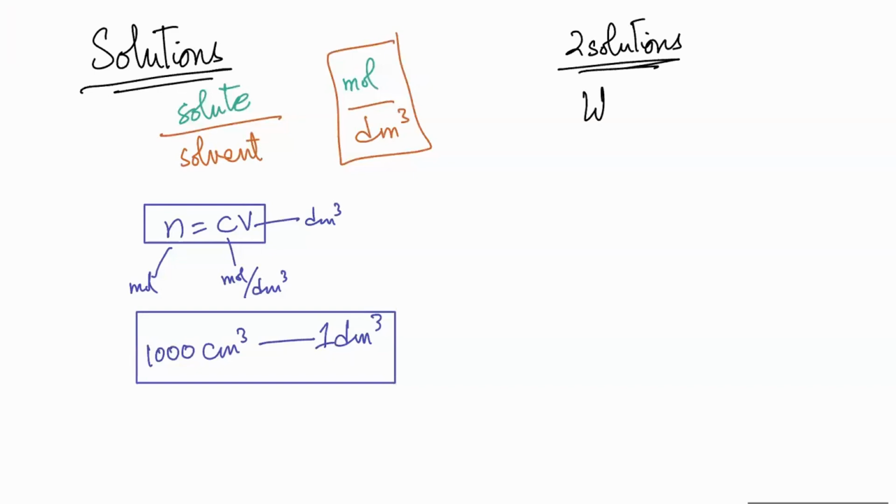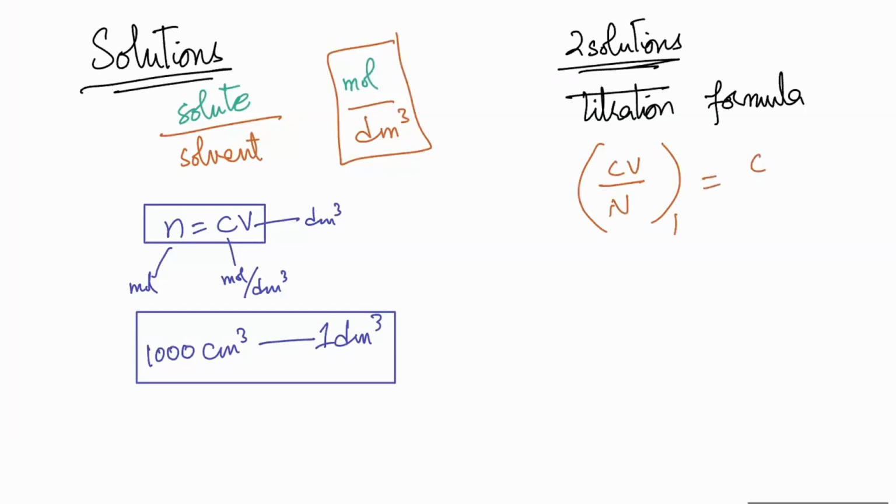Then we can use the titration formula. Titration formula ये कहता है कि आपके पास 2 solution है ना, उनको आपने react करवाना है. So just do this. CV over N of first solution is equal to CV over N of second solution. And if you're able to do this, you are good enough. आप सारा question solve कर सकते हैं. So just remember these 2 things. For solutions, we'll take the moles, and for 2 solutions, we'll take the titration formula.